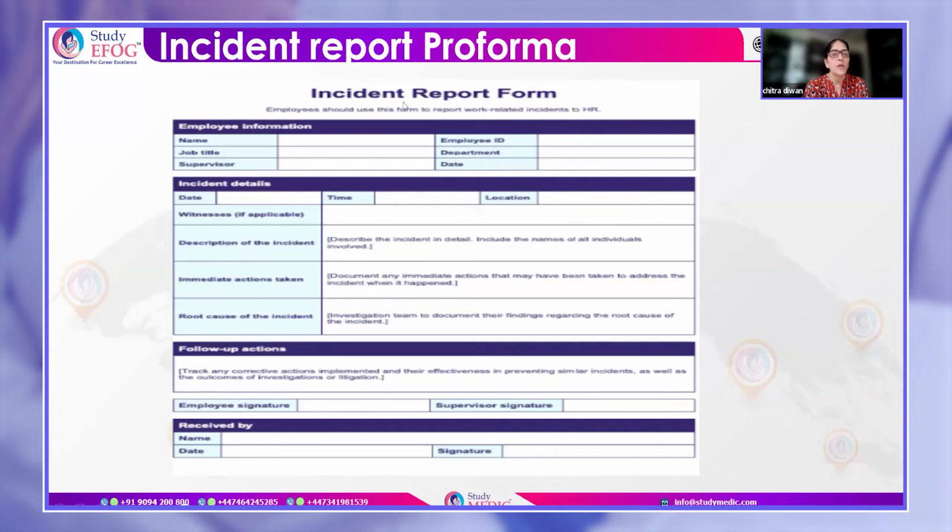Then you have to sign. If your supervisor is there, your supervisor will also sign this, and then you have to submit it to the risk manager. In the lower part, you can see the name of the person who has received your incident report, the date, and the signature. Once it has been received by the concerned person, then your incident reporting is complete.